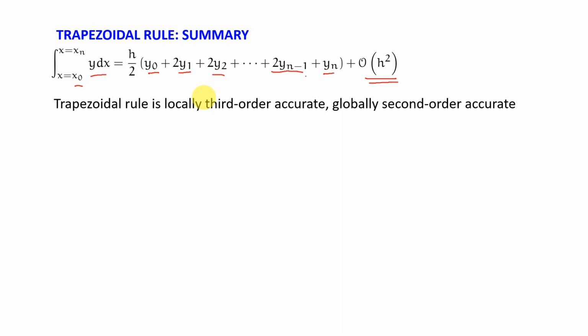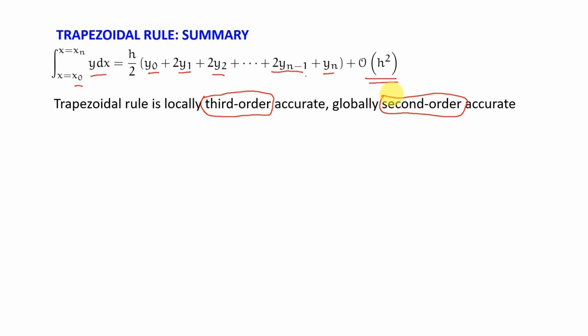So when I take it locally, the trapezoidal rule is third order accurate. When I take it globally, the trapezoidal rule is second order accurate. So within an individual segment, the integration is third order accurate, but when I add many such segments, the integration becomes second order accurate. But you have to understand that going from one step to many steps, the composite rule gives a smaller step size, so overall the error will reduce.